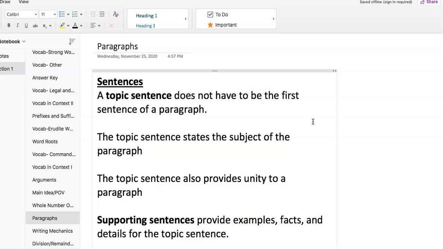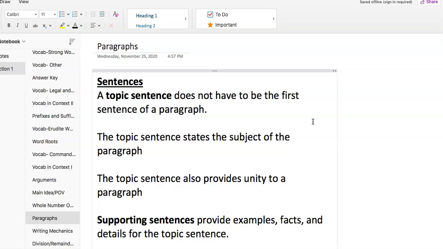So a topic sentence actually does not have to be the first sentence of a paragraph. It often is, but it can be found after an introductory sentence, or it can even be the last sentence of a paragraph. The topic sentence states the subject of the paragraph. It does tend to be more general than the supporting sentences, in that the supporting sentences will provide the detail to back up the topic sentence. The topic sentence also provides unity to a paragraph as it will tie the supporting details together.